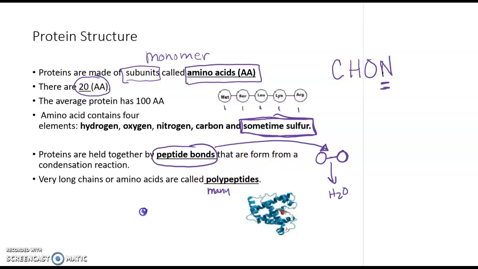of amino acids. So I have an amino acid connected to another one. And remember, on average, this would be like 100 of them. This is a polypeptide, meaning many amino acids bonded together. Once this is all in a chain, it then folds on itself, kind of like this structure right here, which would be an actual protein.